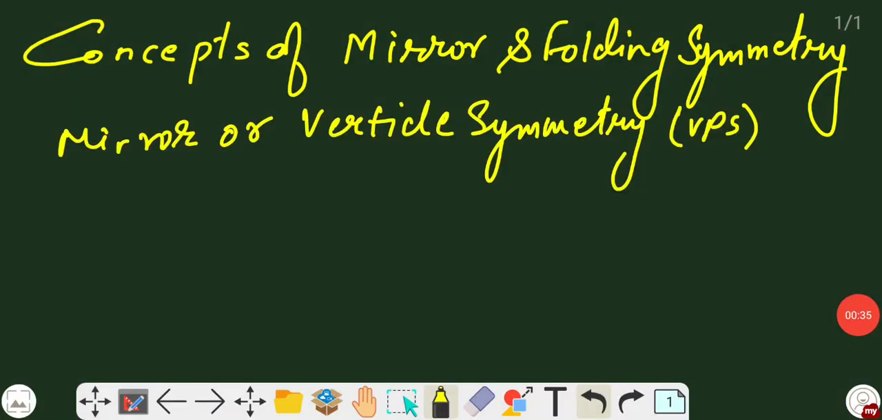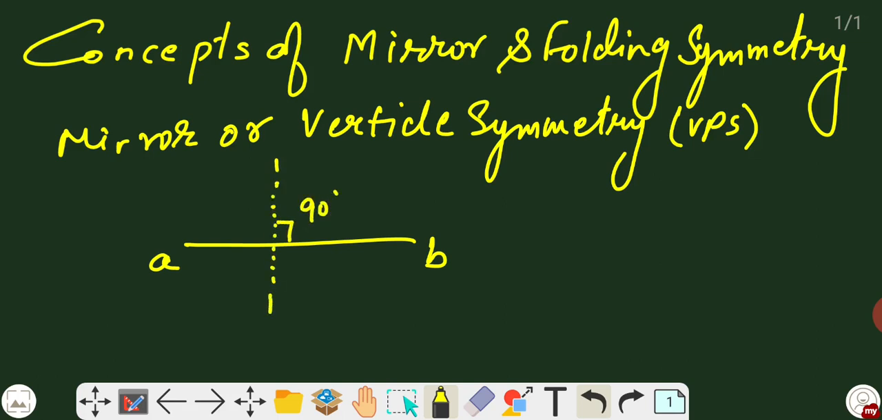Basically, a mirror symmetry can be considered as a vertical symmetry, or we can say a vertical plane symmetry. What actually happens, consider we have two points over this line, A and B, and we have cut it into two equal parts. Just by making a 90-degree angle, we have drawn a line, which we call L, and that is at a 90-degree angle to this line. So it will be cut into two different parts, and what you will observe is that if we place a mirror over here, A and B will both be mirror images of each other.